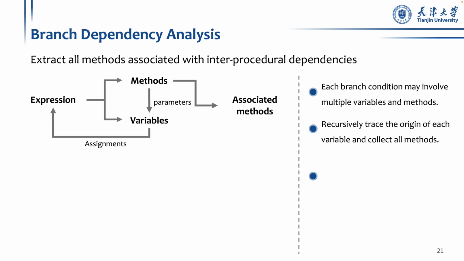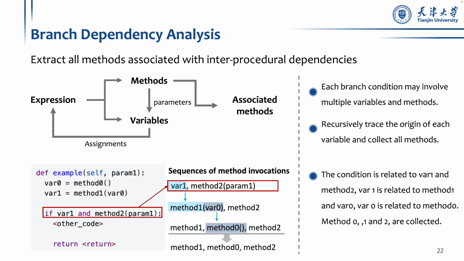Here is an example. For the condition expression highlighted in the red box, the methods involved include method 2 and the variables are var1 and param1. Next, TELPA recursively finds out other related methods and variables. Ultimately, the analysis concludes that methods 0, 1, and 2 are related to the execution results of this branch expression.